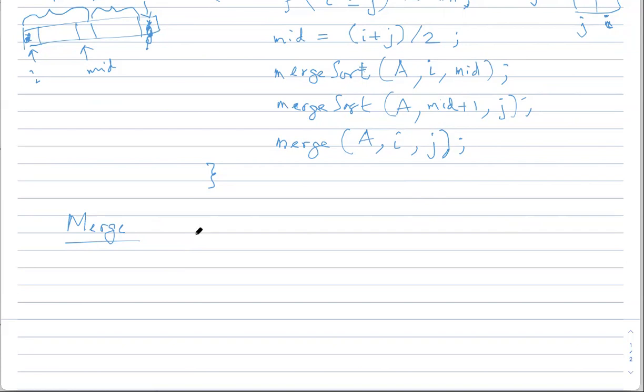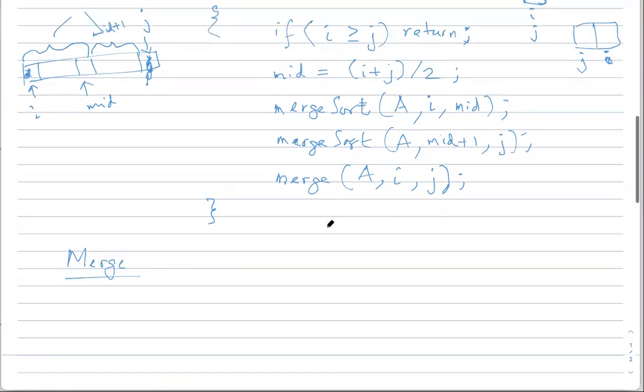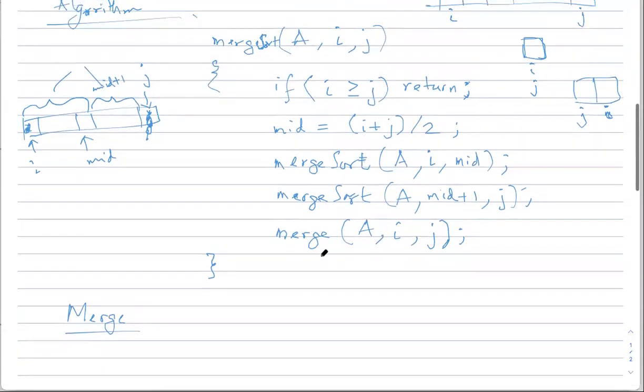So I have a question. Go ahead. Sorry, could you clarify the last merge line? Could you not do, for example, merge sort on the first part plus merge sort on the second part?